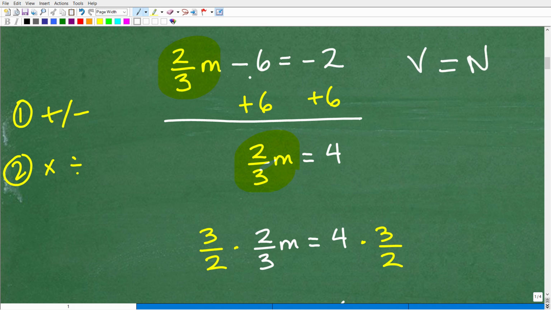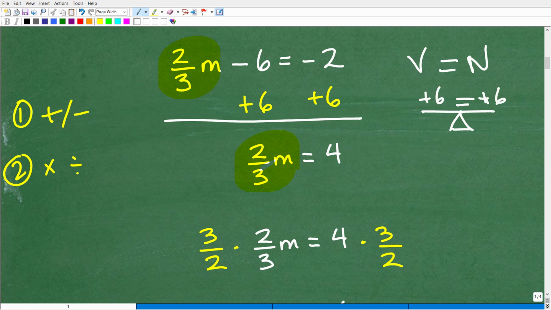So in order to do that, I got a -6 here, so I need to do the opposite of it. Okay, so I got a -6, you're going to add 6. So whatever the sign is, if this is +6, you're going to subtract 6. Here I have a -6, I'm going to add 6 to both sides of the equation. Remember, you want to keep things in perfect balance.